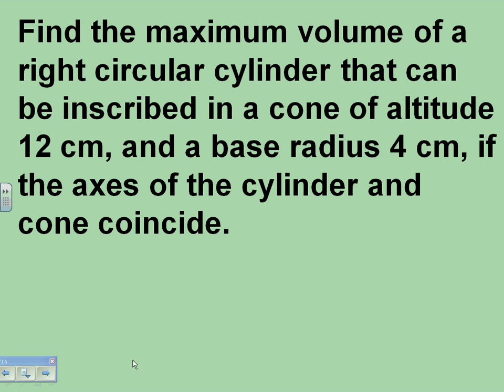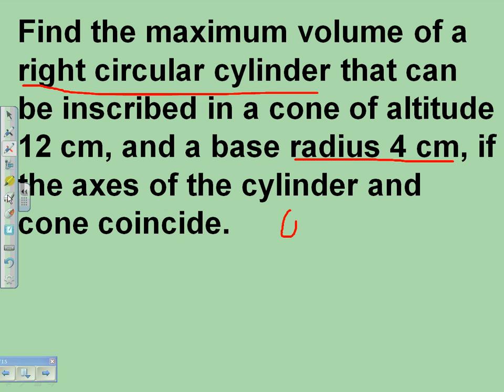All right. Find the maximum volume of a right circular cylinder that can be inscribed in a cone of altitude 12 centimeters and a base radius of 4. If the axis of the cylinder and cone coincide, that means they're both cut down the middle. All right? That's a bad example right there. All right.